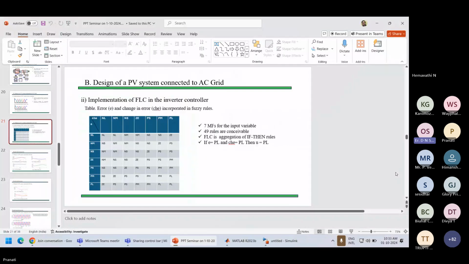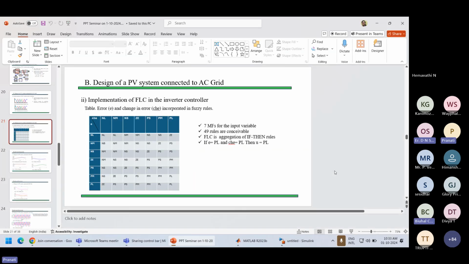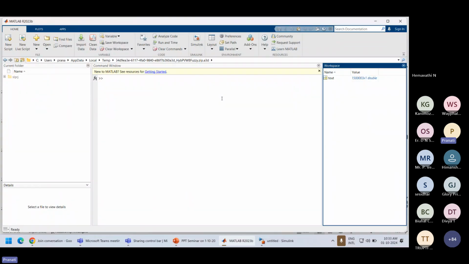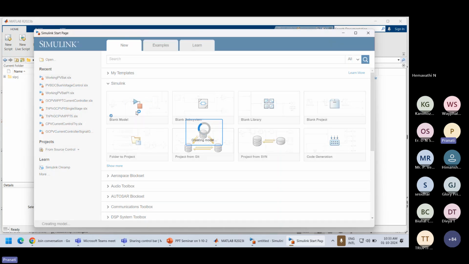Ma'am, since you have a lot of time left in your session, can you please explain this fuzzy logic control properly? Is it possible? Okay, I'll try to show you, I have a fuzzy logic model where I have tried.